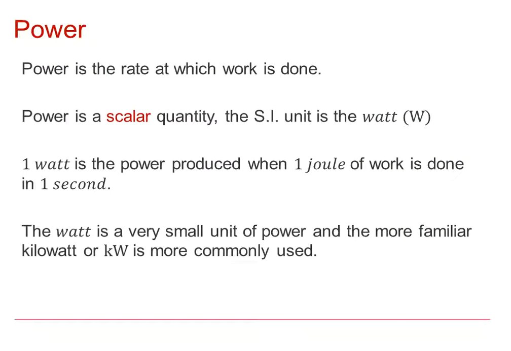So power is the rate at which work is done. Power is a scalar quantity and its SI unit is a watt. So since power is a scalar quantity, it will always have a positive value. 1 watt is defined as the power produced when 1 joule of work is done in 1 second. The watt is a very small unit of power, and the more familiar kilowatt is more commonly used.